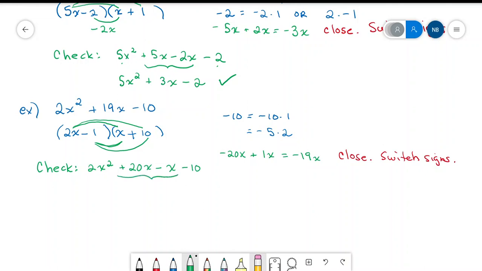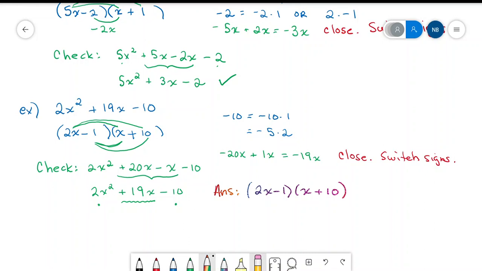And now notice I have like terms in the middle. And 20x minus 1x is 19x. The 2x squared, of course, is guaranteed. The negative 10 is guaranteed. And the outer plus inner worked out. So my factoring is correct. And I just need to make this comment. The factoring is the 2x minus 1, x plus 10. So this is the actual answer to the question if you're asked to factor this particular quadratic.